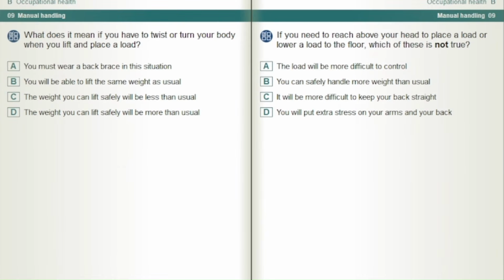What does it mean if you have to twist or turn your body when you lift and place a load? You must wear a back brace in this situation. You will be able to lift the same weight as usual. The weight you can lift safely will be less than usual. The weight you can lift safely will be more than usual.